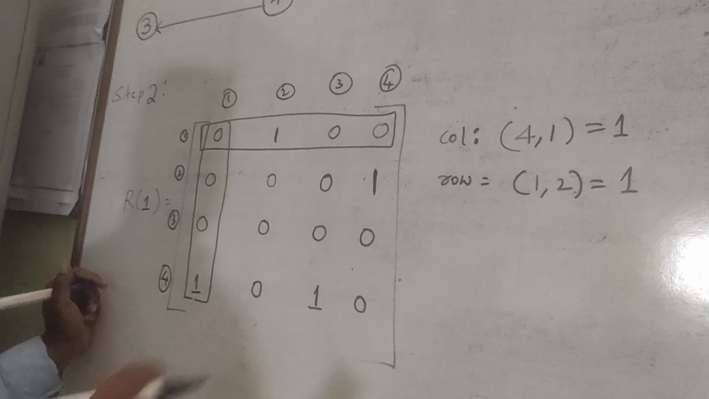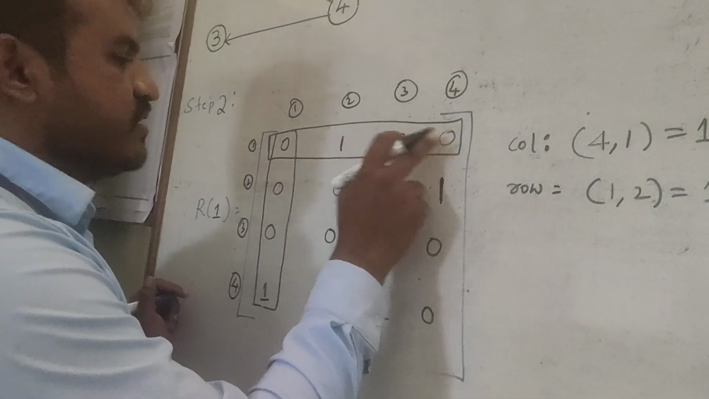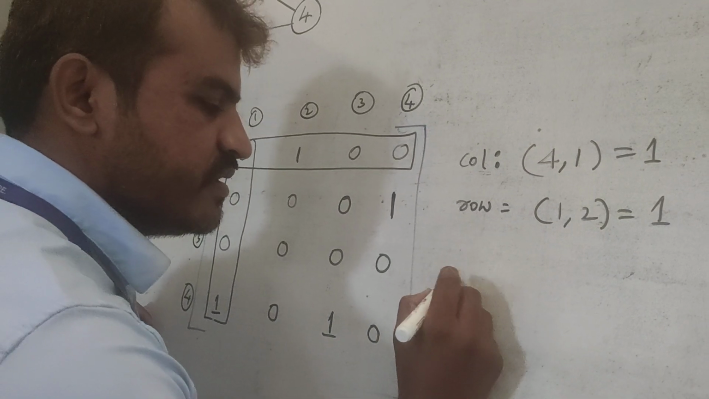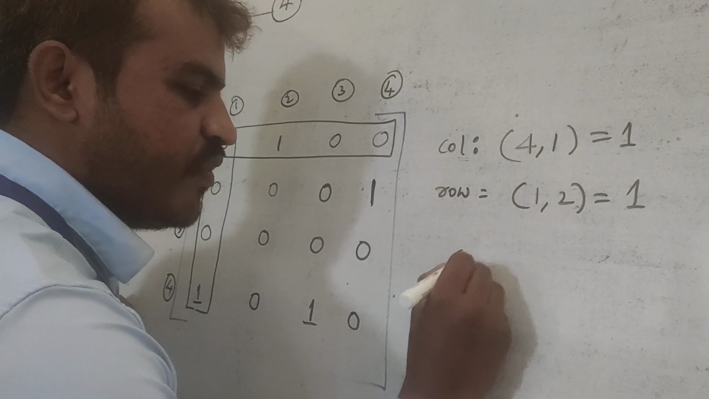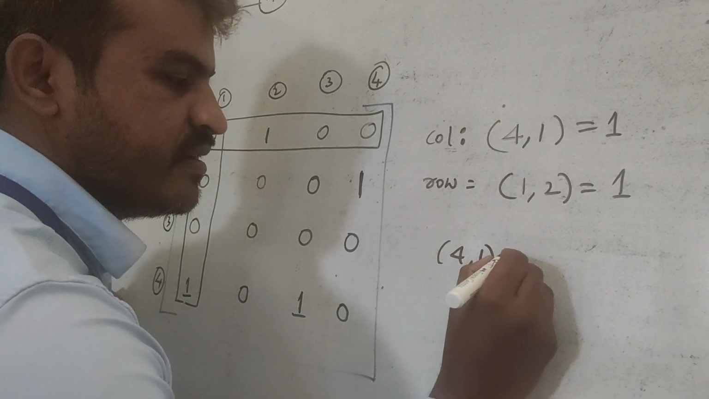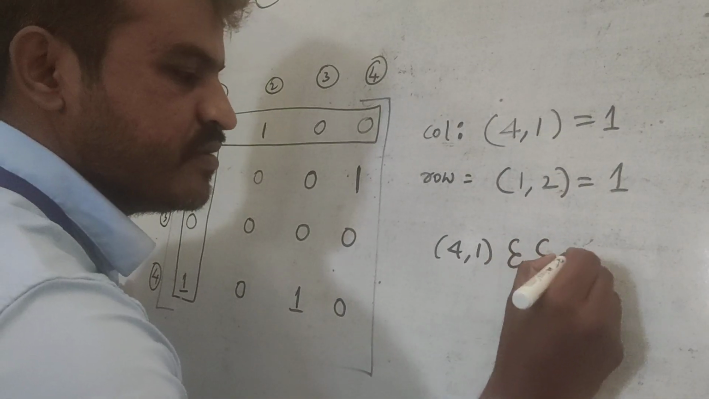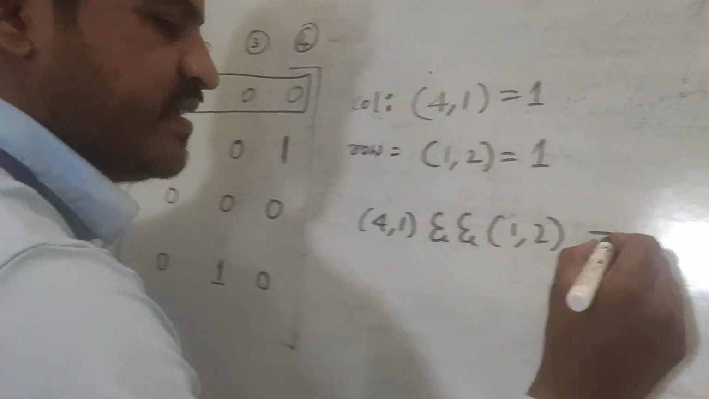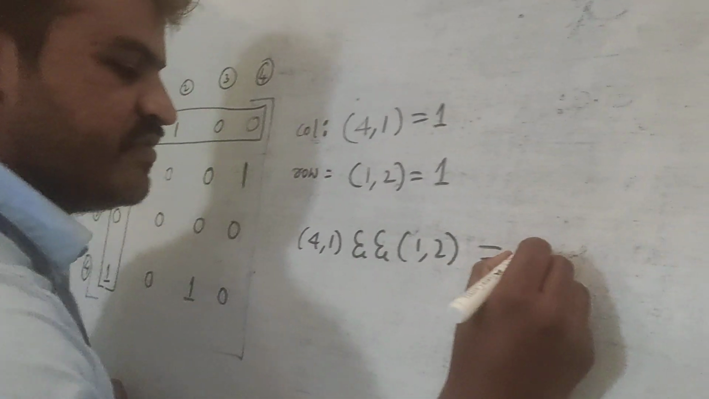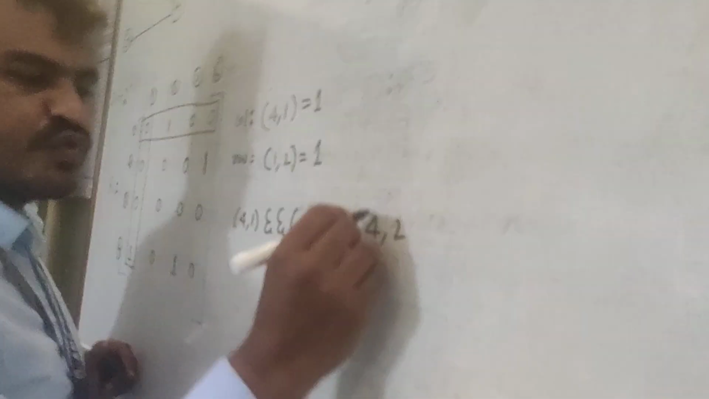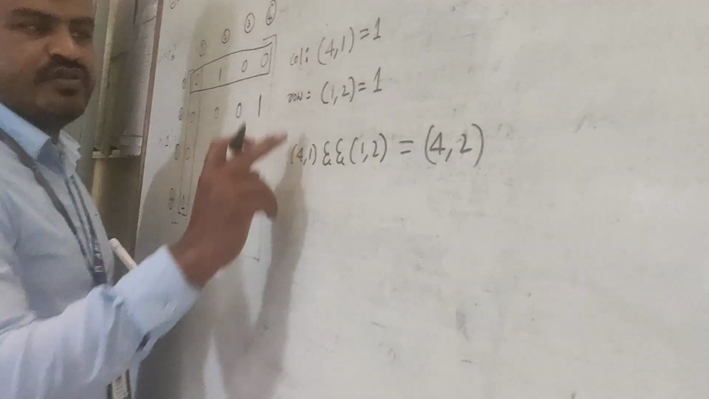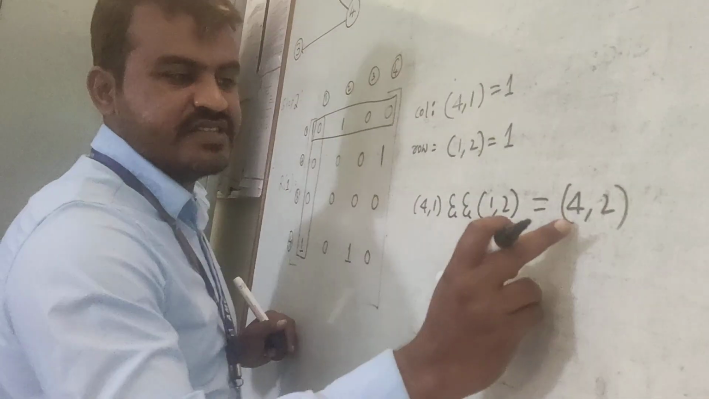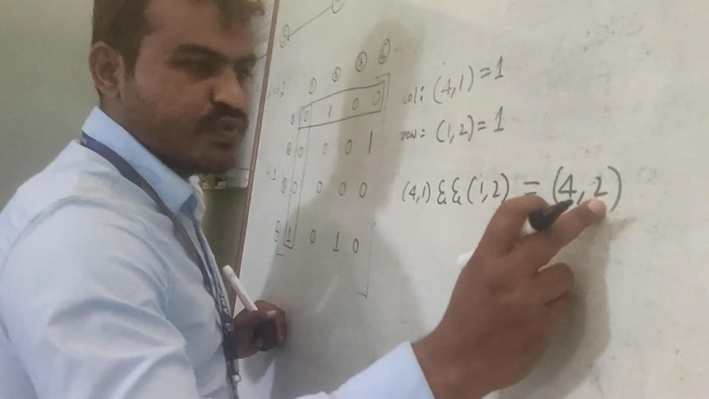Getting? Okay. There is only 1 here. All are 0. Say 4, 1, 1, 2. There is a 4, 1 and 1, 2. Then we can say there is a path existing 4, 2. There is a path 4 to 1, 1 to 2. I can say there is a path existing 4 to 2.